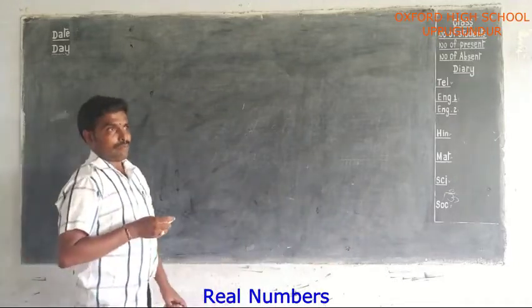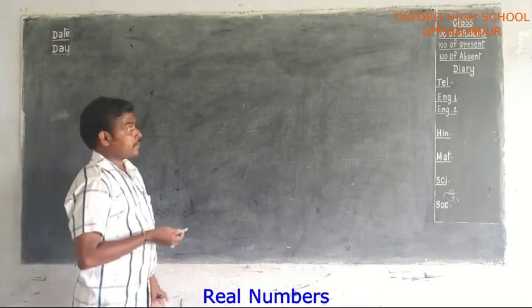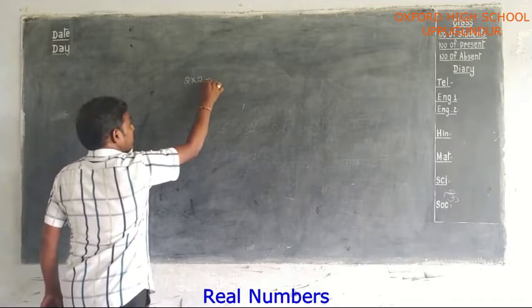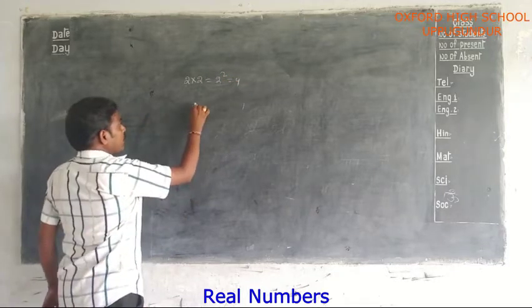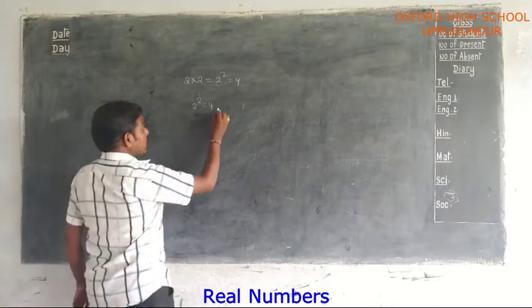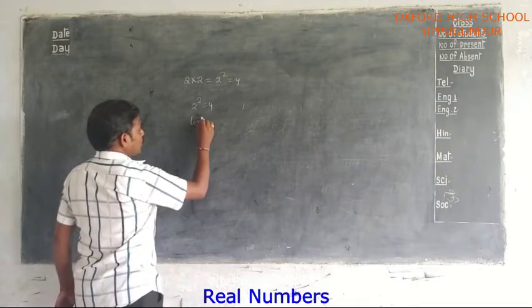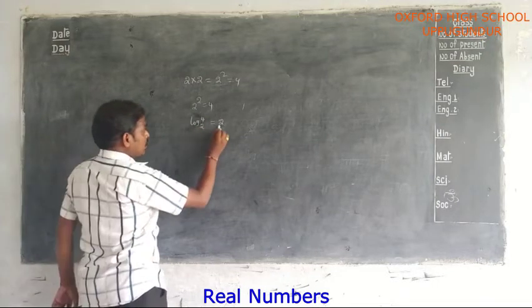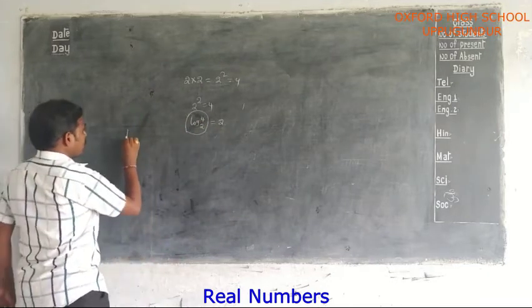Before knowing the logarithmic form of a number, in your previous classes you already learnt about exponential form of a number. Suppose when 2 is multiplied with 2, you will get 2 square. 2 square value is 4. So we can write 2 square equal to 4. The logarithmic form of this, we can write as log 4 base 2 equal to 2. So this is the logarithmic form of the number. Now the definition of logarithmic form of a number.